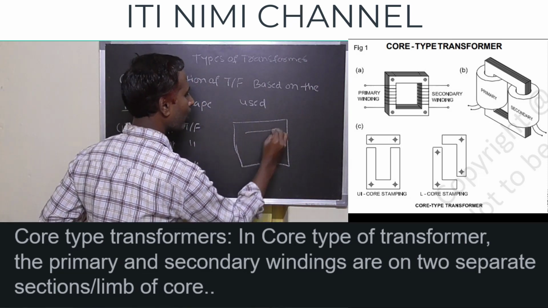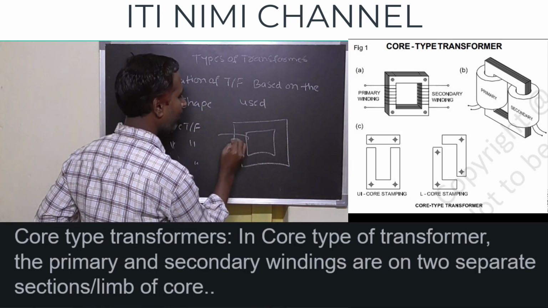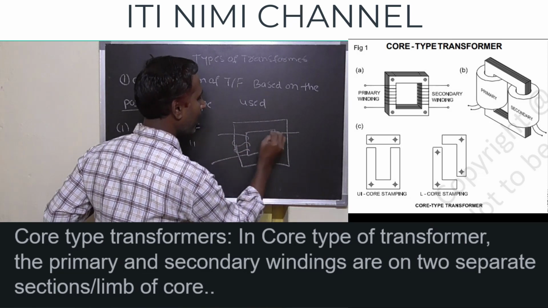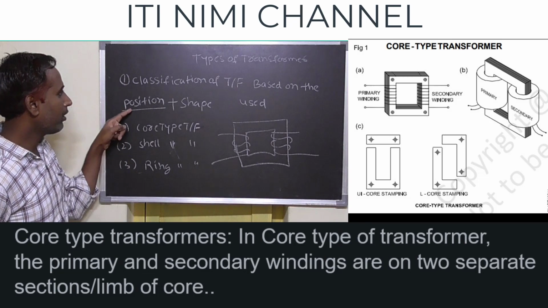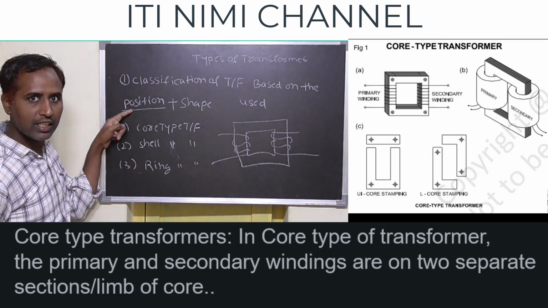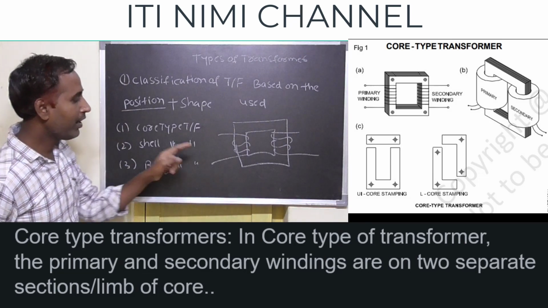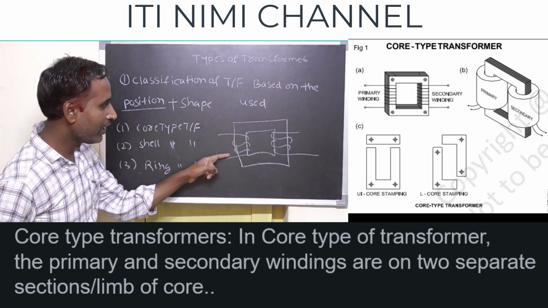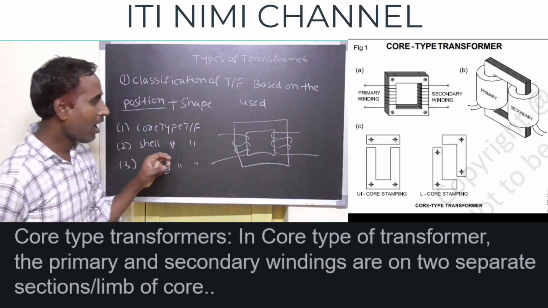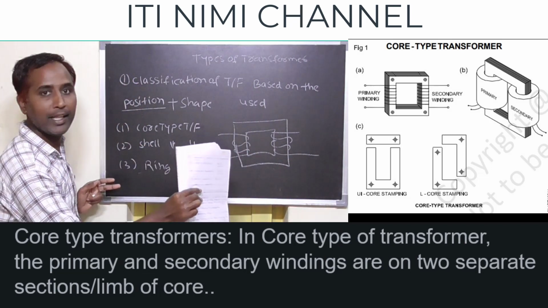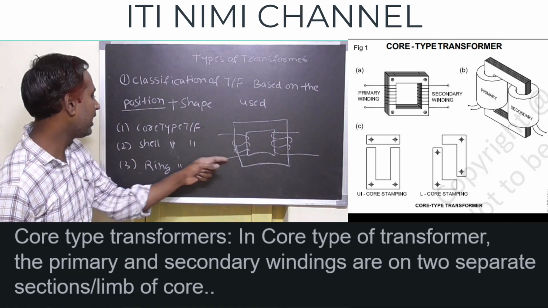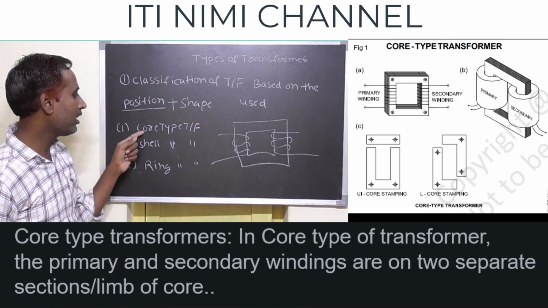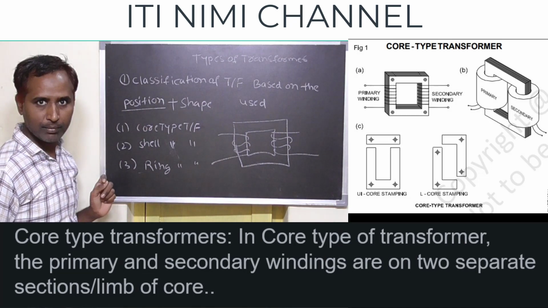Okay, this is the core type transformer. The primary winding is here, this side, and the secondary winding is this side. We are dividing the transformer based on the position of the winding, where the primary winding and secondary winding are wound on separate limbs or separate sections. That's why we will say this is a core type transformer.